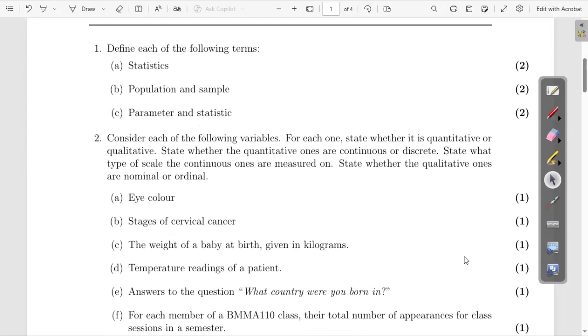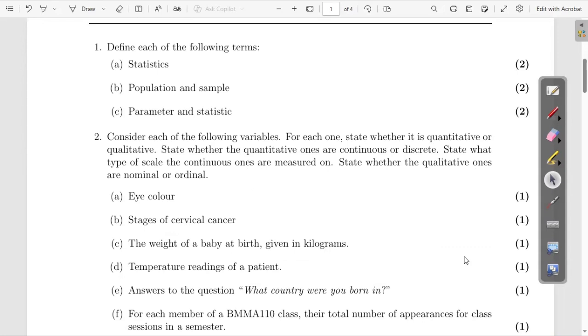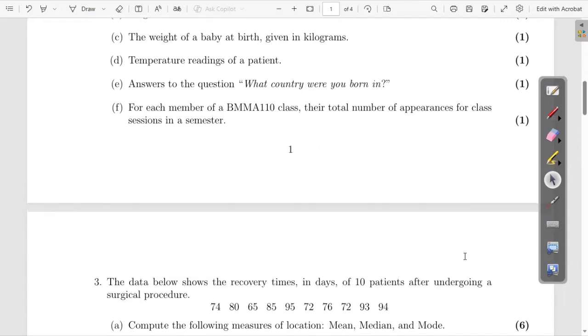Then we'll talk about the types of variables and scales. Okay, so we have qualitative variables, we have quantitative variables, discrete variables, continuous variables, and then we'll talk about the measurement scales, like the nominal, ordinal, interval, and ratio, something like that.